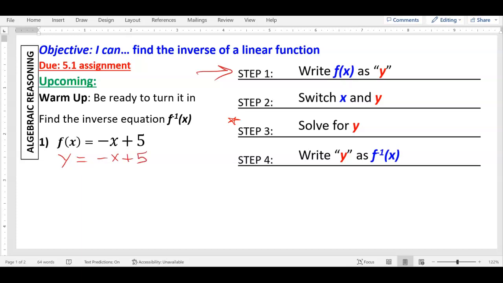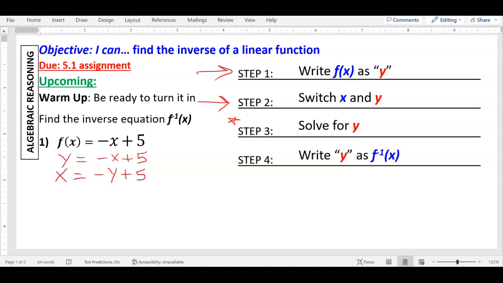Okay, so always do that. And then inverses always have to do with this second step. We're going to switch x and y. So y becomes an x, and x becomes a y. Okay. Next step, step 3. This part takes some thinking.